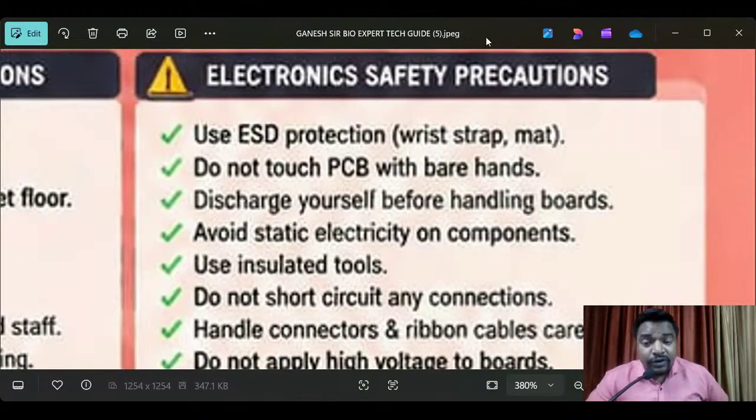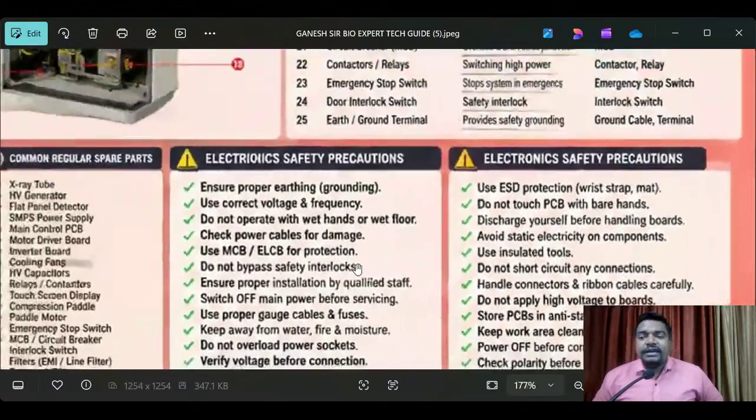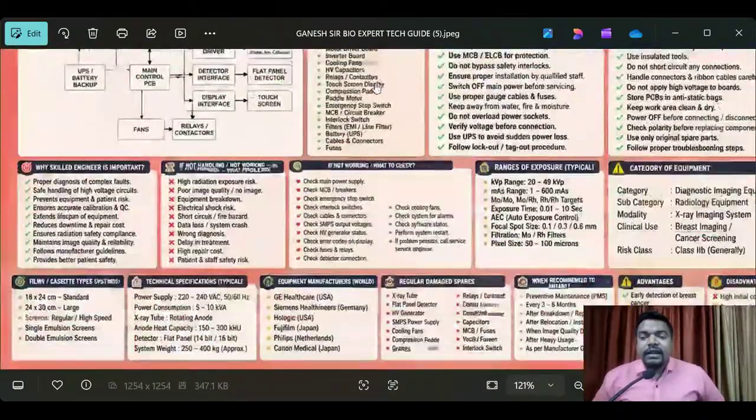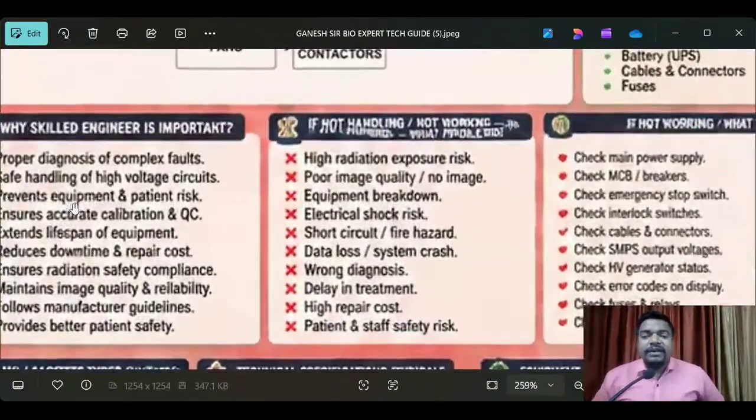And before handing over the equipment, you have to give instructions: this is the power, these are the things, and they should be aware. Because we are human beings, we have to help one another. Right, come on. I hope you got it very clear. See here, I'm going to share valid information. Now come here. Why is a skilled engineer important?